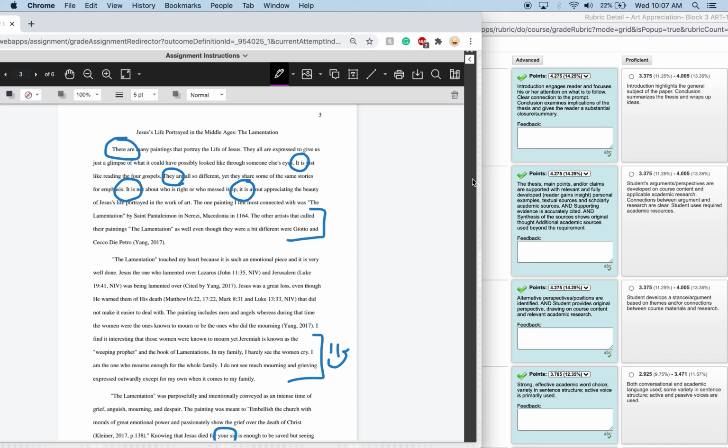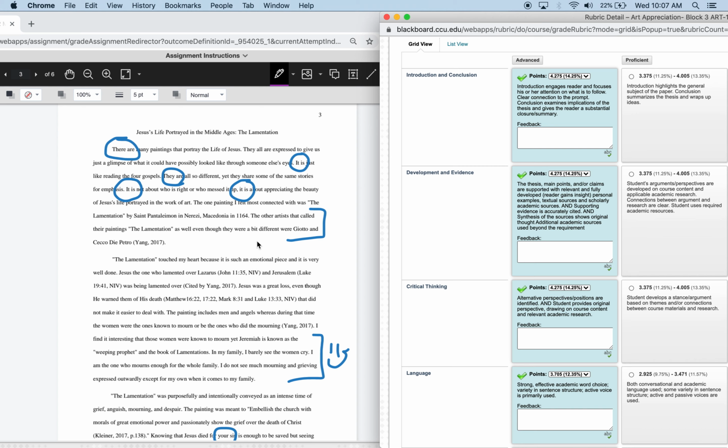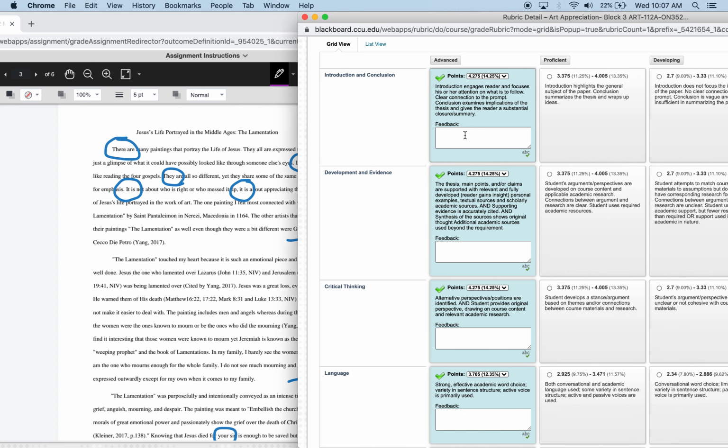Okay, the main part for the rubric, though, is me trying to find the thesis. And if I have to read the whole paragraph to find your thesis, then on the rubric it's going to drop down a little bit in intro. So to get the highest points, it says the introduction engages the reader and focuses his or her attention on what is to follow. A clear connection to the prompt, that would be a thesis.